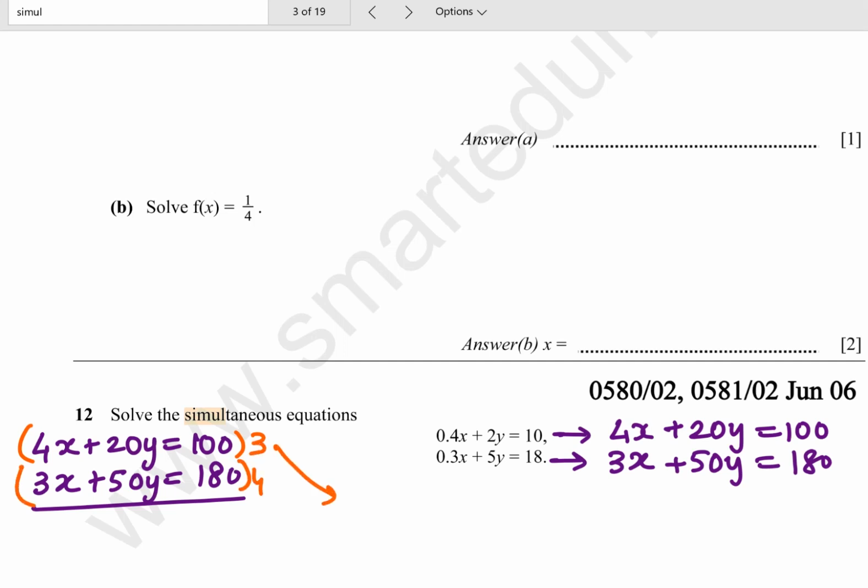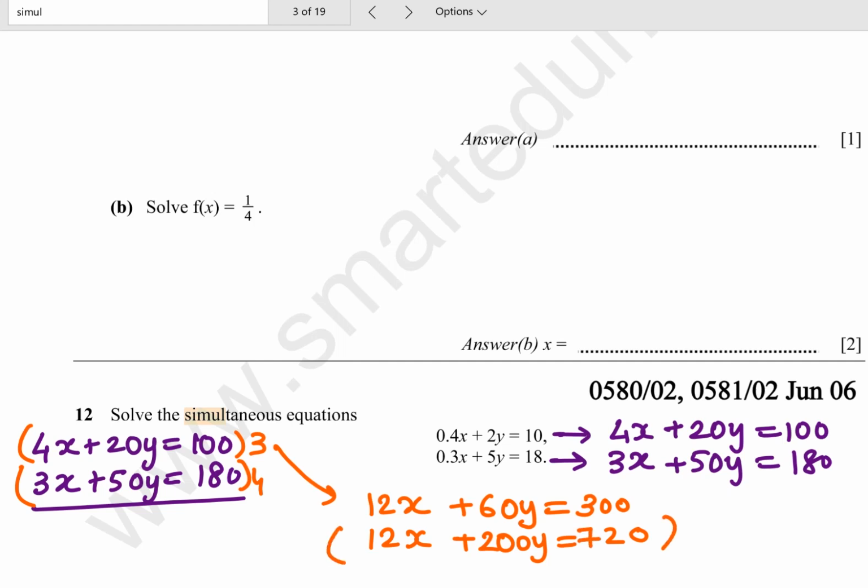When I do that, I get 4 into 3 is 12, so I get 12x plus 20 into 3 is 60, so 60y equals 300. And I get 4 into 3 is again 12x plus 4 into 50 is 200y equals, now 4 zeros are 0, 4 eights are 32, and this is 720.